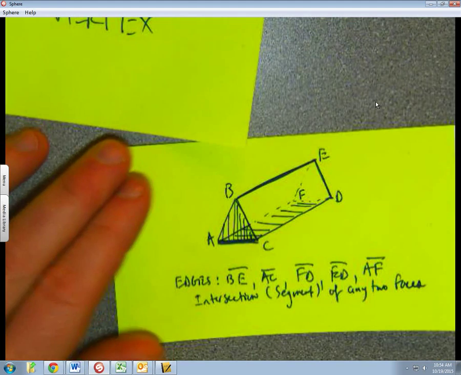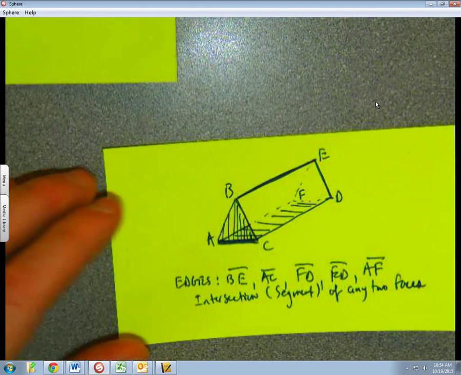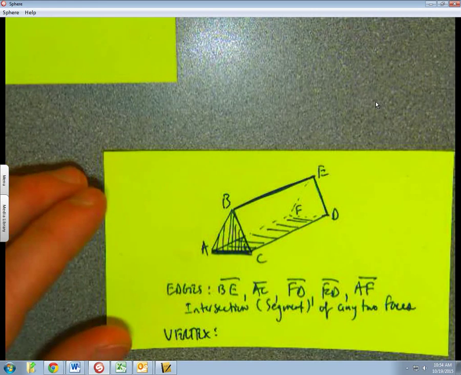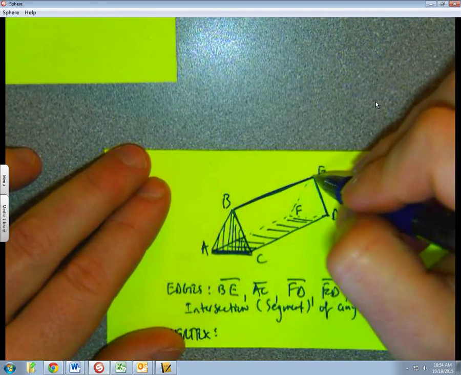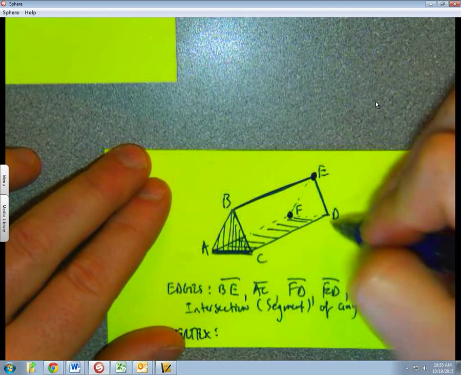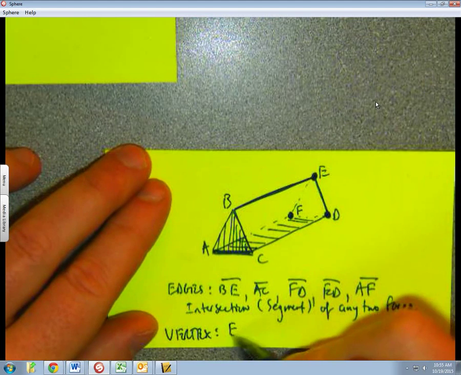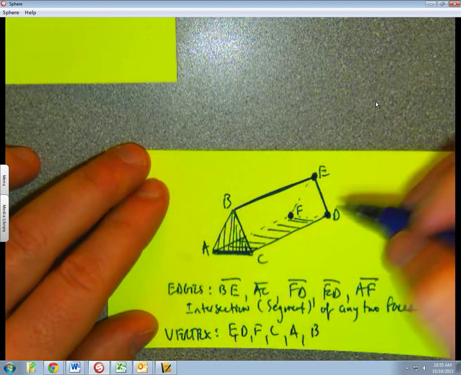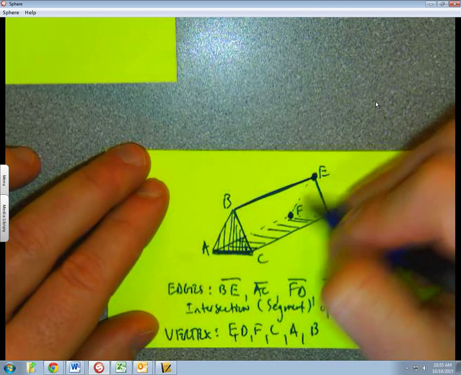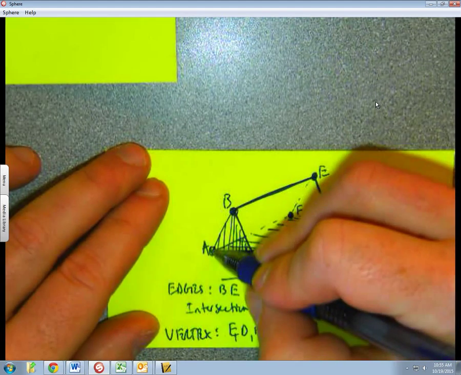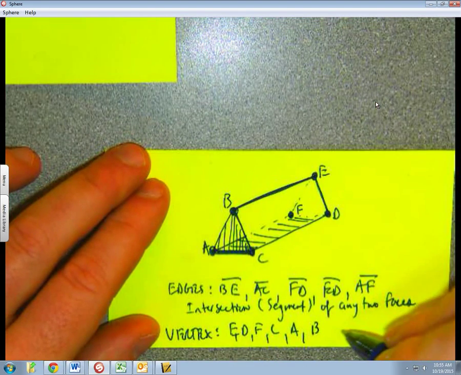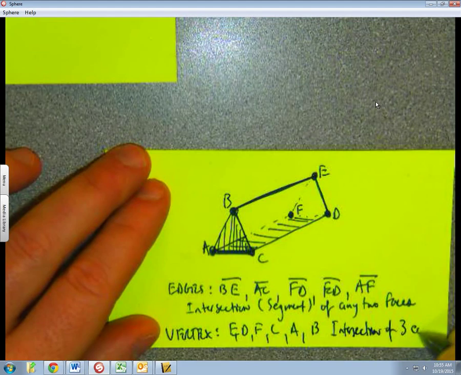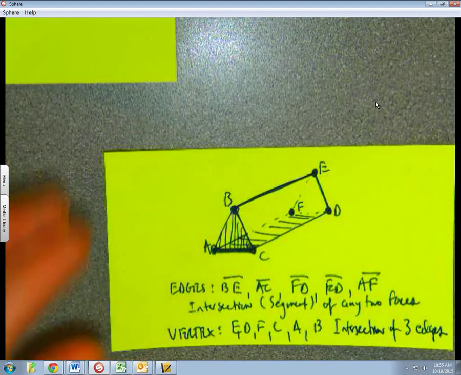Alright, so that's that vertex. Alright, vertex. E would be vertex. F would be vertex. D would be vertex. E, D, F. Those are points. C is a vertex. A is a vertex. B is a vertex. Those are all vertices. Okay, what you notice there is intersection of three edges. Okay, so that's vertex. So we got face, edge, vertex.